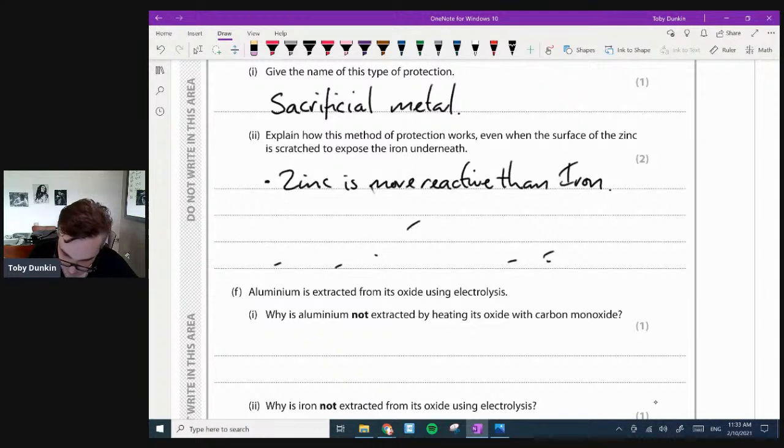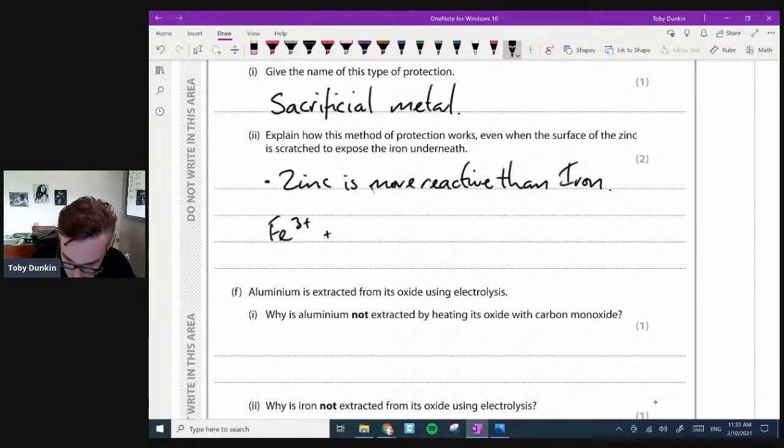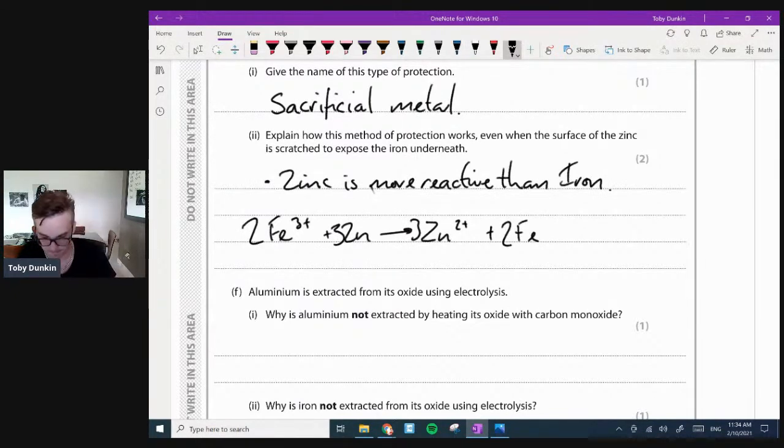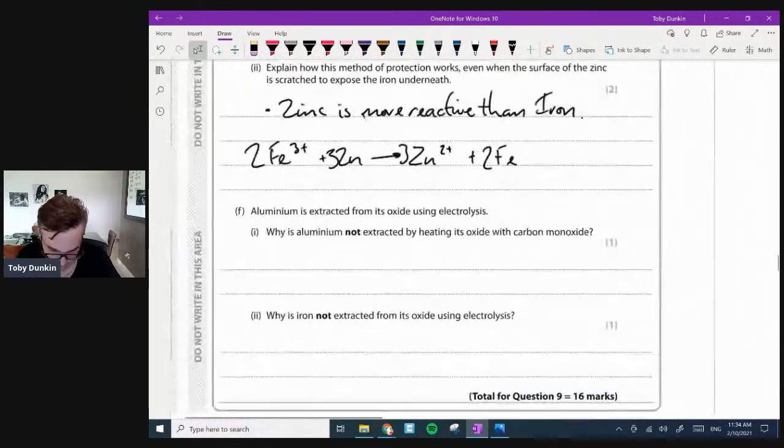They also have done this from a redox perspective. I will remember this question. What happens is the Fe3+ will react with the zinc metal to form Zn2+ and iron metal, and then you need to balance it for charge. 2 of those, 3 of those, 3 of those, 2 of those, and we're done. Nightmare. I'm just going to leave it like that. It's going to be interesting to mark that.